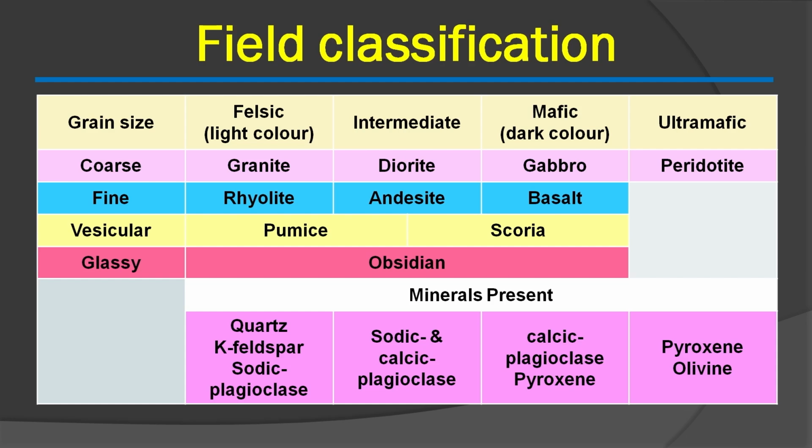Felsic minerals are quartz, potash feldspar, and sodic plagioclase, which give the light color. For intermediate rocks, we have sodic and calcic plagioclase, which gives a mixed color of dark and bright. And for dark colored minerals, for mafic rocks, we have calcic plagioclase and pyroxene.